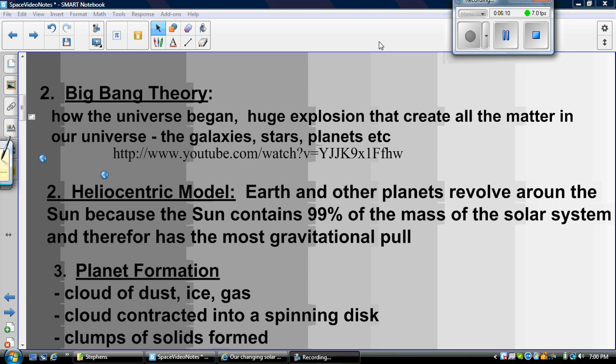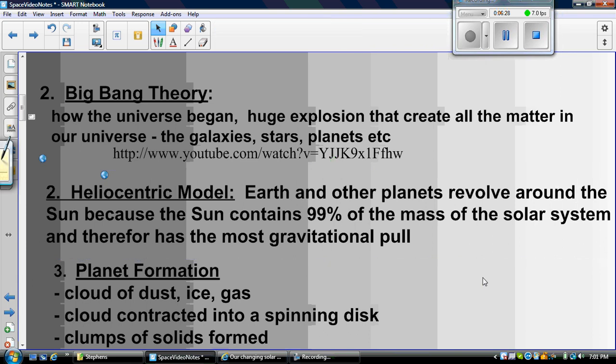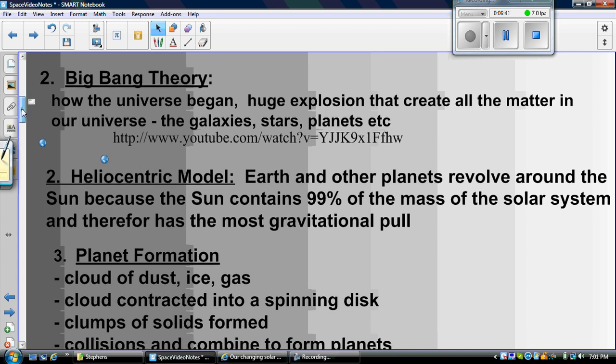Okay, so based on the Big Bang Theory, scientists have come to accept the heliocentric model where Earth and other planets revolve around the sun. And that is accepted due to the force of gravity that the sun exerts on everything around it, because the sun contains 99% of the mass in our solar system. So it therefore has the greatest gravitational pull. And that's why planets and other objects revolve around a star like our sun.